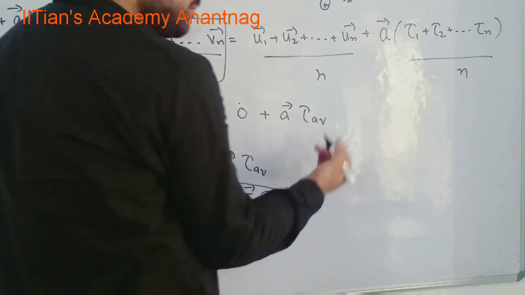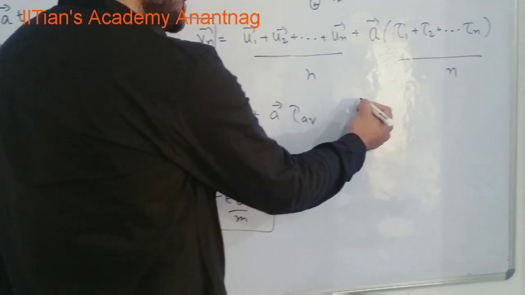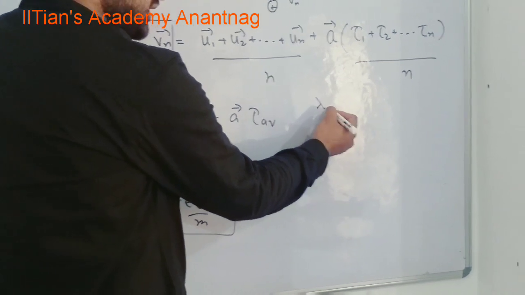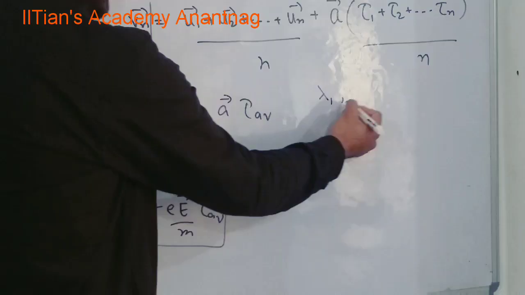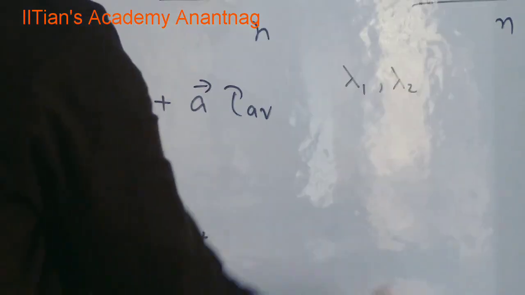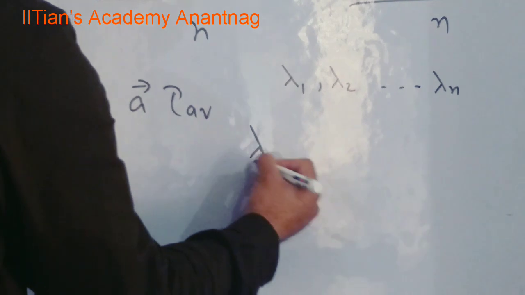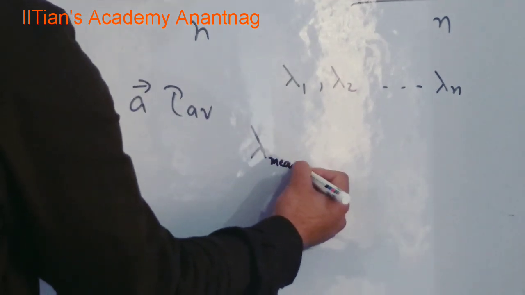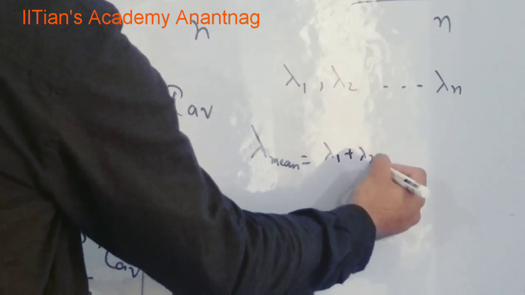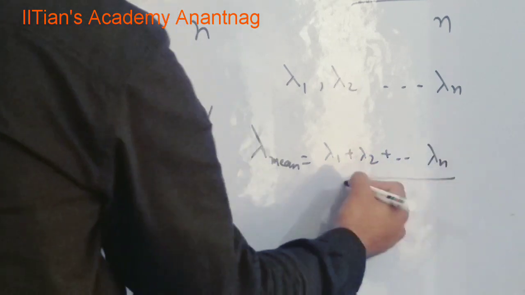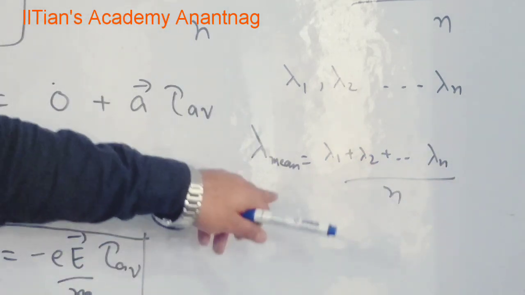Similarly, I can calculate the mean free path also. The distance between two successive collisions for the first electron was lambda 1. For the second electron, lambda 2. Similarly, for the nth electron, it is lambda n. Now, if I define the mean free path, that will be lambda 1 plus lambda 2 plus lambda n divided by n. So this is the expression for mean free path.